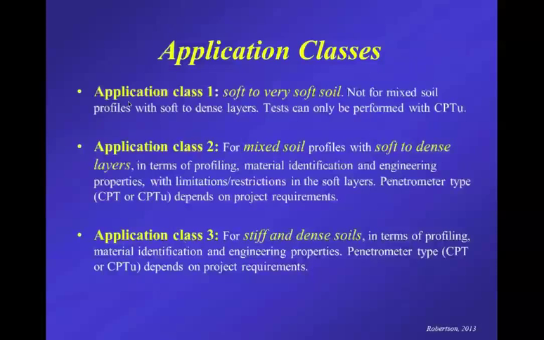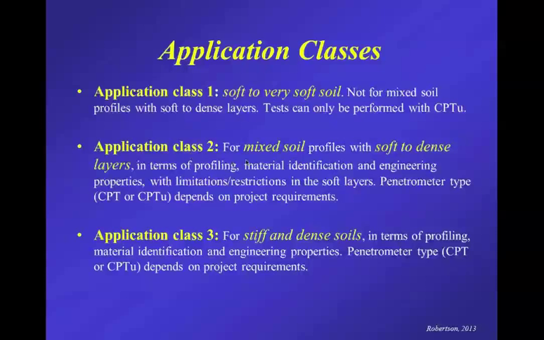So here's a summary. Application class 1 is generally limited to soft to very soft soils, not for mixed soils, because if you hit some dense layers, you may damage the cone. And tests should only be done with CPTU. So class 1 is typically only where you have very soft soils near the surface and you're not going to encounter any denser layers, which is not that common an occurrence.